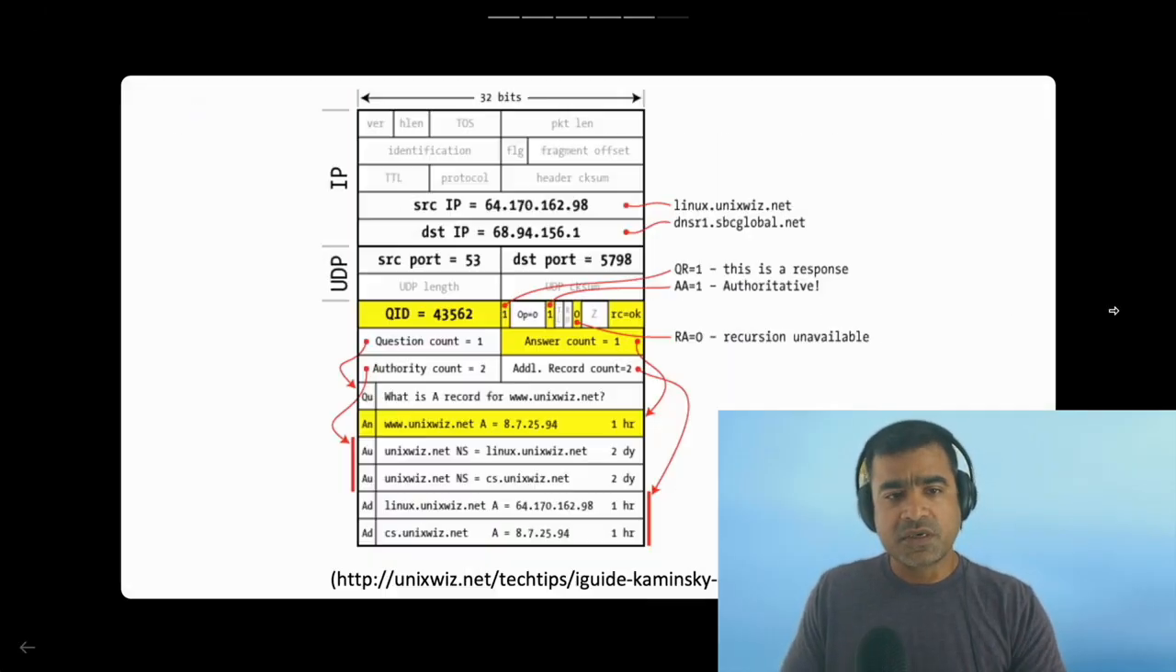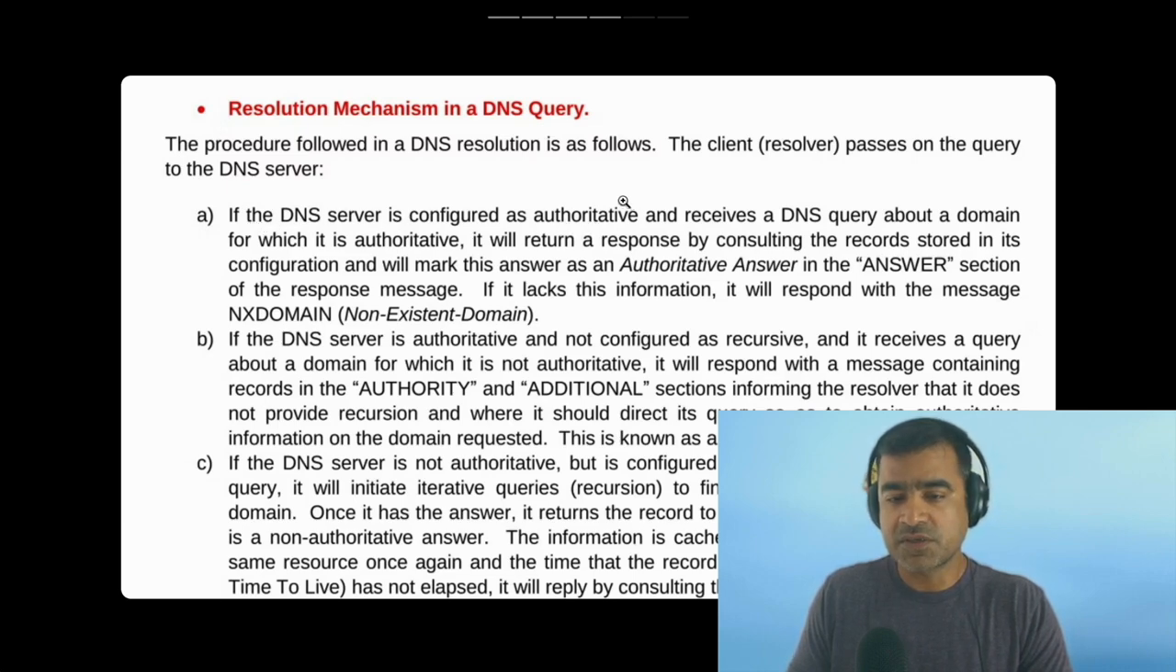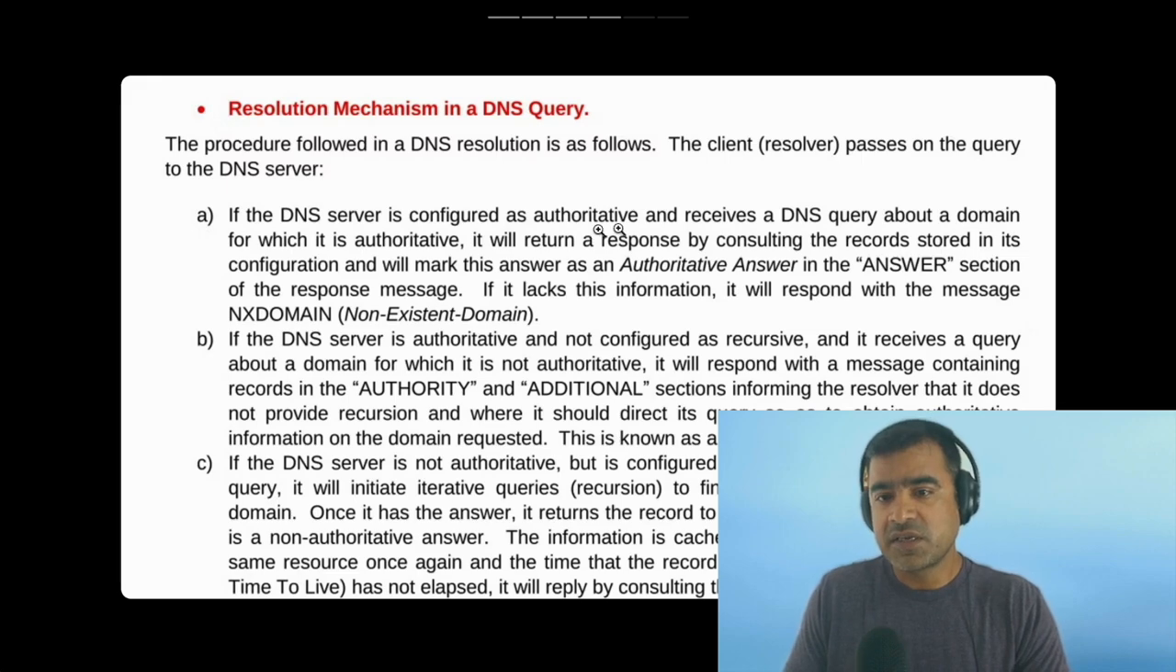What I want you to understand from this entire process is the role, what we assume during a DNS query. So here are the 3 bullet points. Please pay attention here. If the DNS server is configured as authoritative within the process and receives a DNS query about a domain for which it is authoritative.